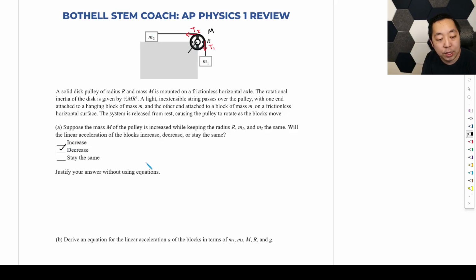That's the reasoning, because increasing the mass will increase the rotational inertia. And what is rotational inertia but nothing more than telling me how difficult it is to rotate. So the pulley will be more difficult to rotate.